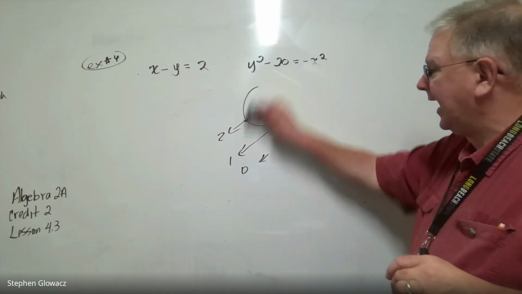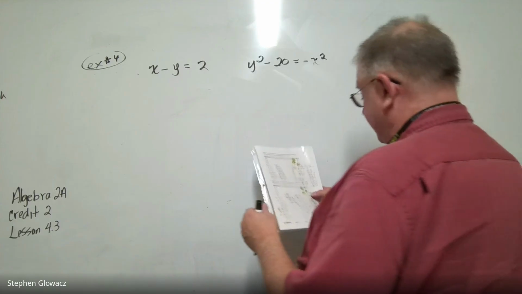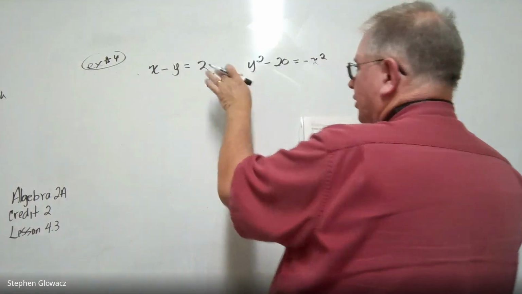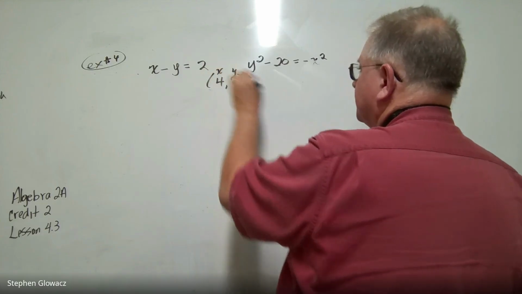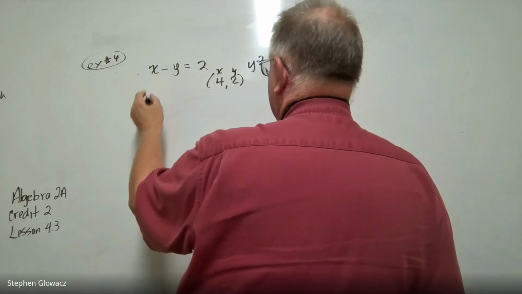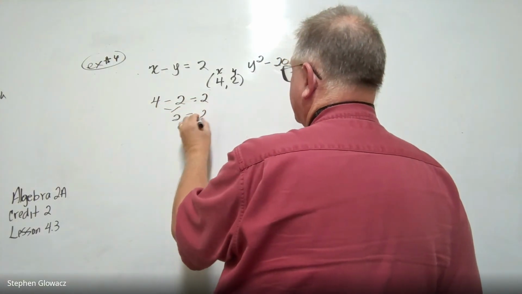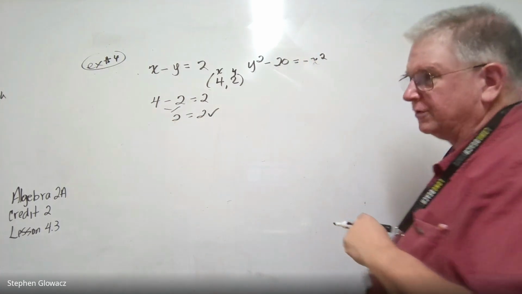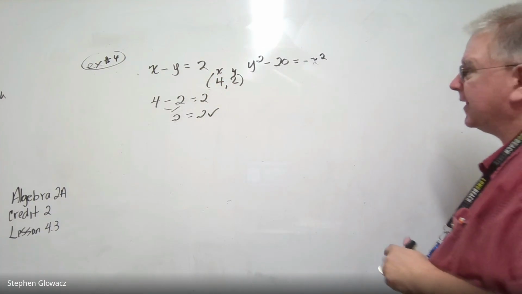All right, let's go ahead and check our first ordered pair. Our first ordered pair, interestingly, is 4 and 2. So let's see if 4 and 2 works in this system. Remember, in any ordered pair, x is first, y is second. So x is 4 minus y, which is 2. 4 minus 2 is 2. We have the same number on both sides of the equal sign, so that is a true statement. So 4, 2 is a solution to the first equation.